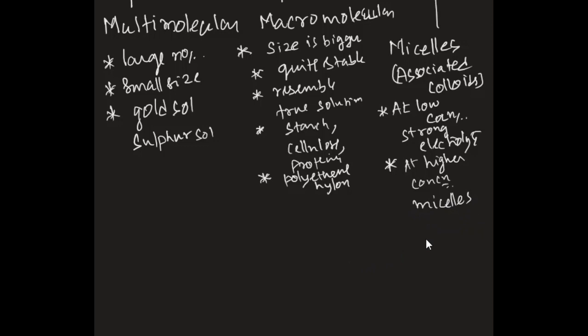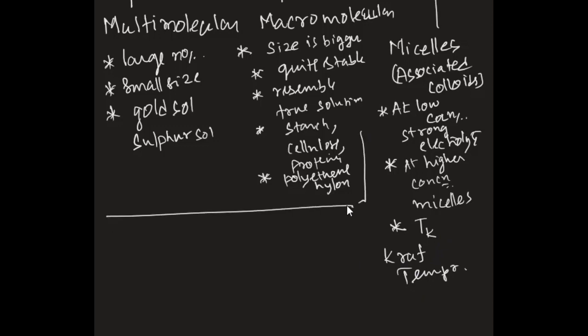Okay, right. So the formation of such micelles can take place only at a certain temperature. That temperature is called TK. Take down TK. It's called Kraft temperature. So what is Kraft temperature? The temperature at which micelles are formed. So they are formed at this temperature. That's why it's called Kraft temperature.